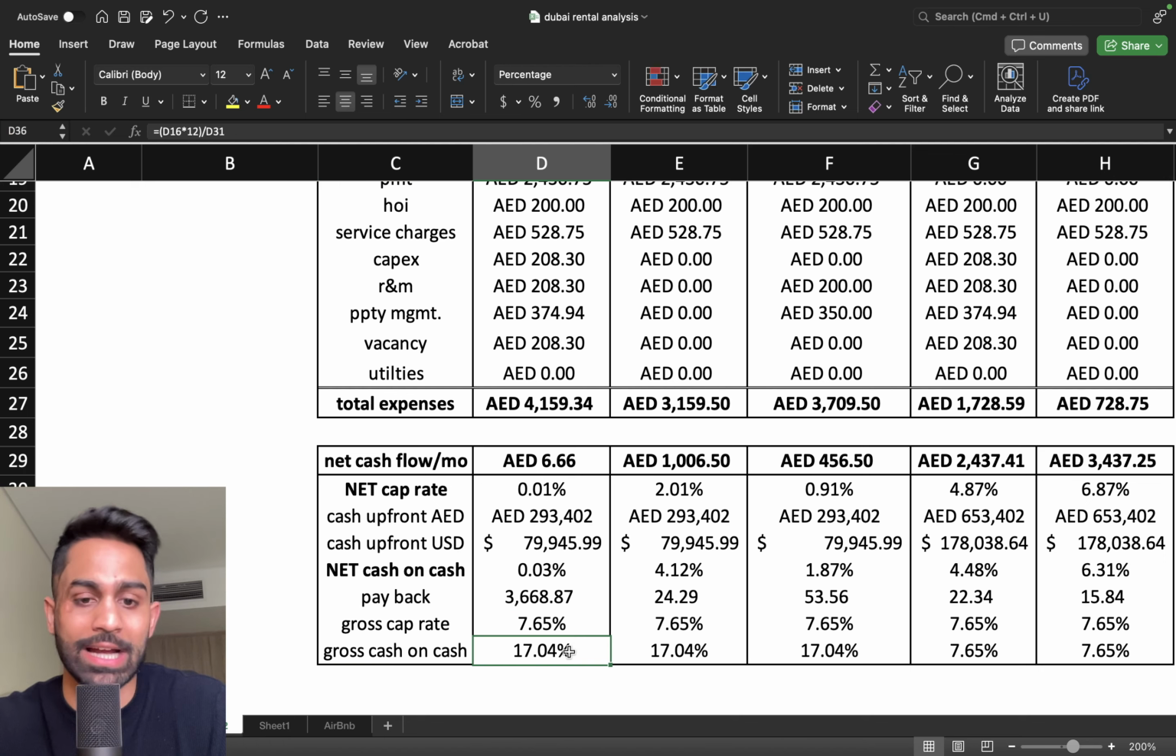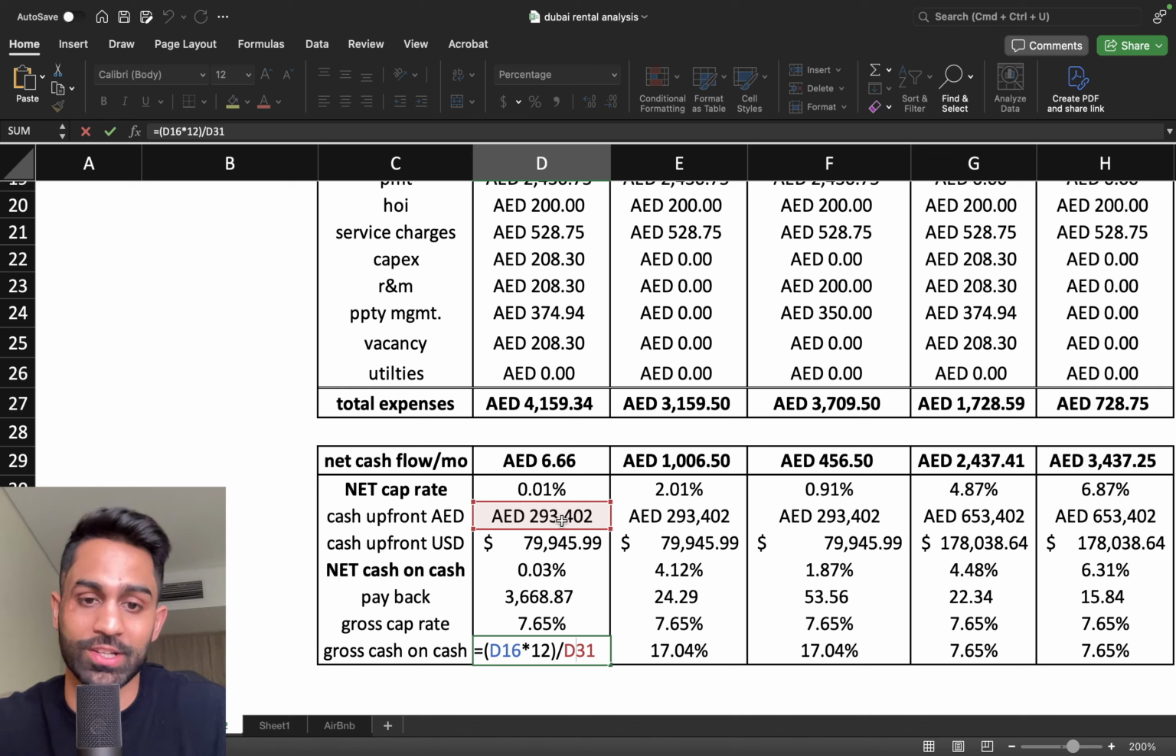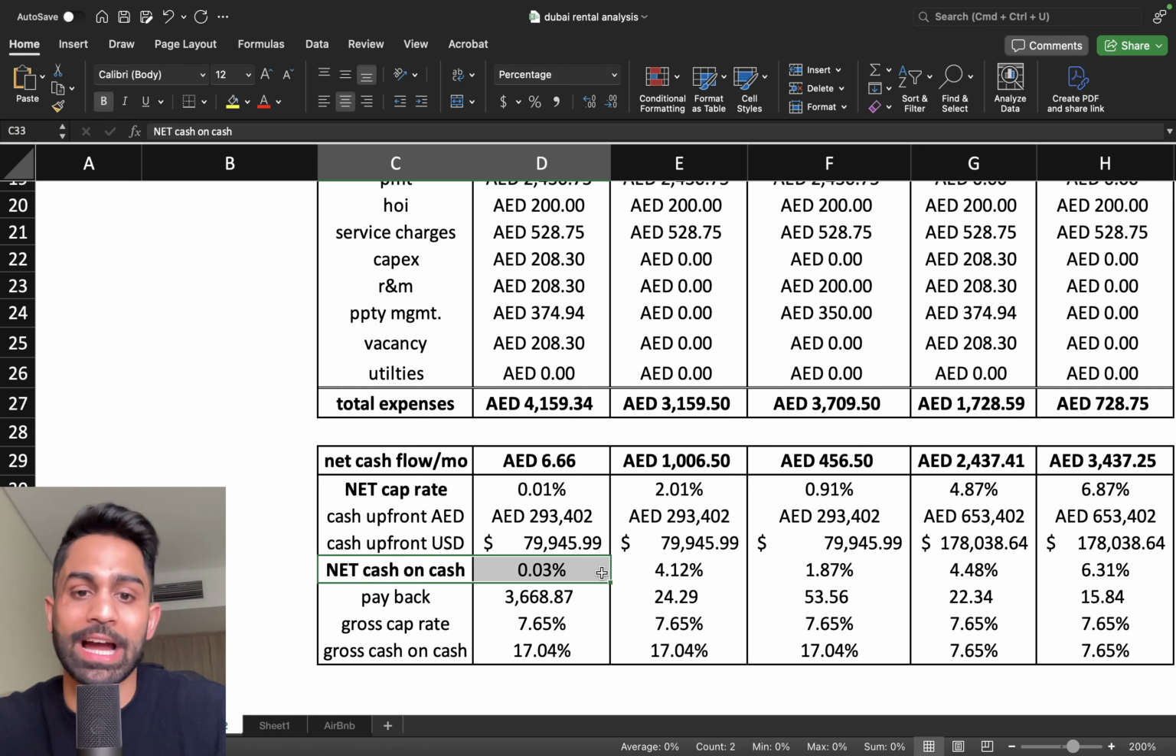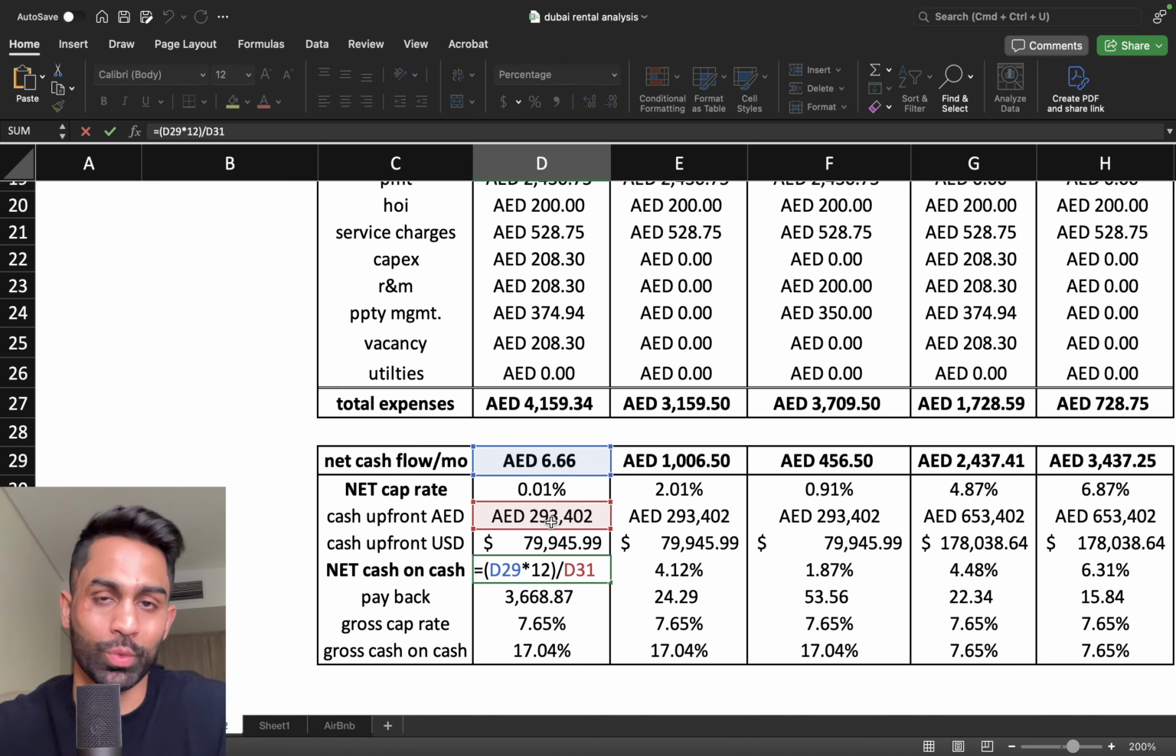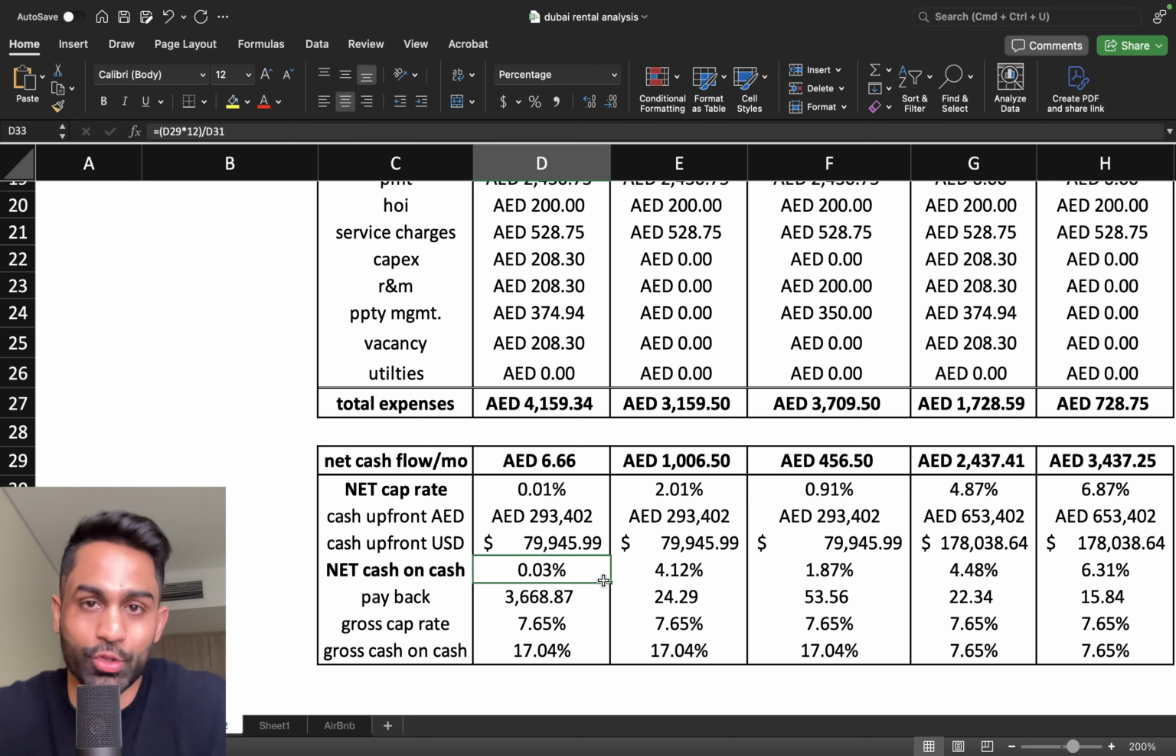The gross cash on cash is essentially accounting for the gross rent divided by the total upfront cash investment of 293,000 dirhams, and that's about 17%. But the net cash on cash is accounting for the net cash flow after all expenses divided by the cash that you've put up front, which is the 40% down payment plus the closing costs, which comes out to almost 294,000. So that's a little bit over 0.03%. So this deal does not make sense.